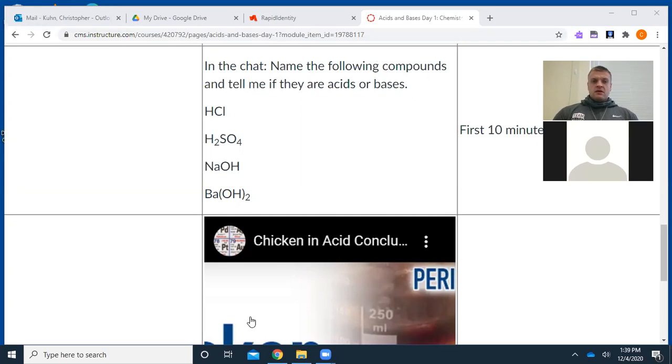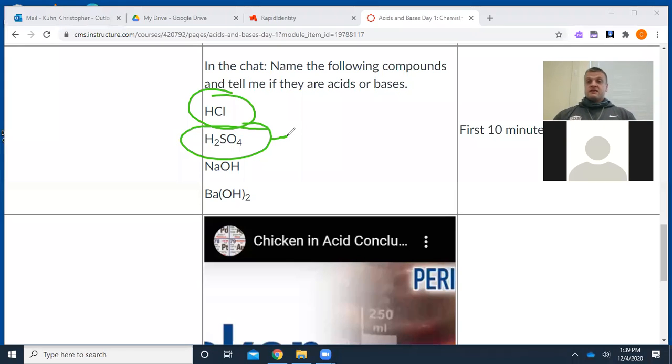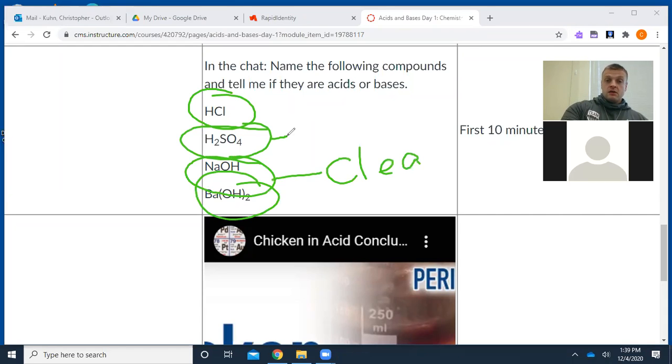This right here is basically the #1 industrial chemical in the world. Sulfuric acid is used for darn near everything. Hydrochloric acid is in a few things, but it makes poisonous clouds, so we try not to use it as often. Barium hydroxide and sodium hydroxide is cleaning.